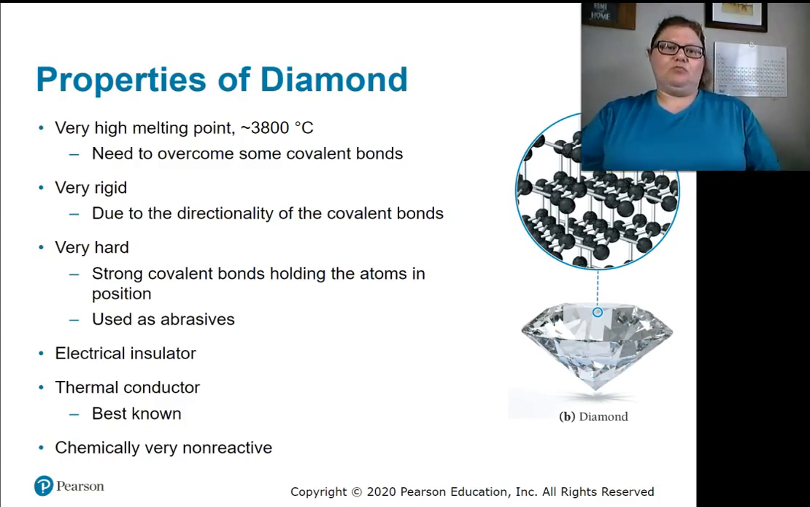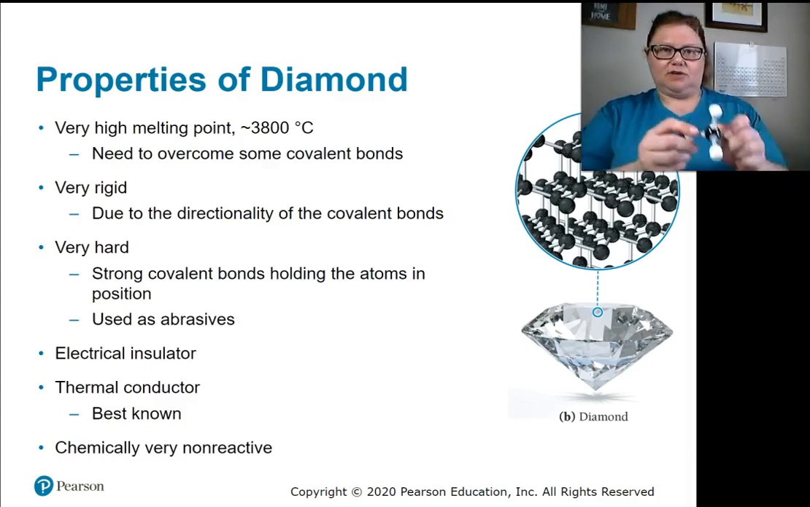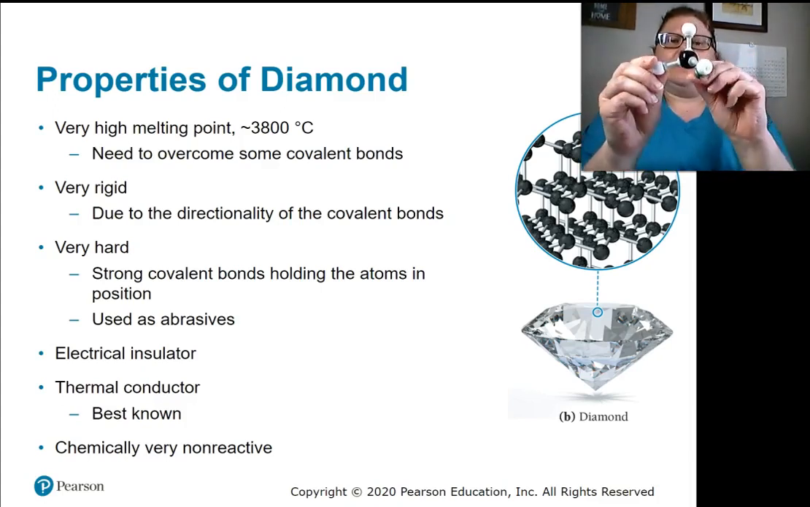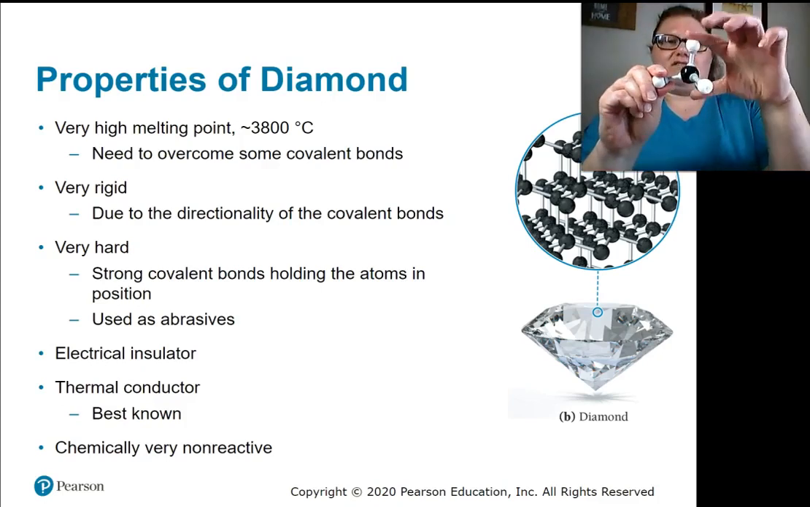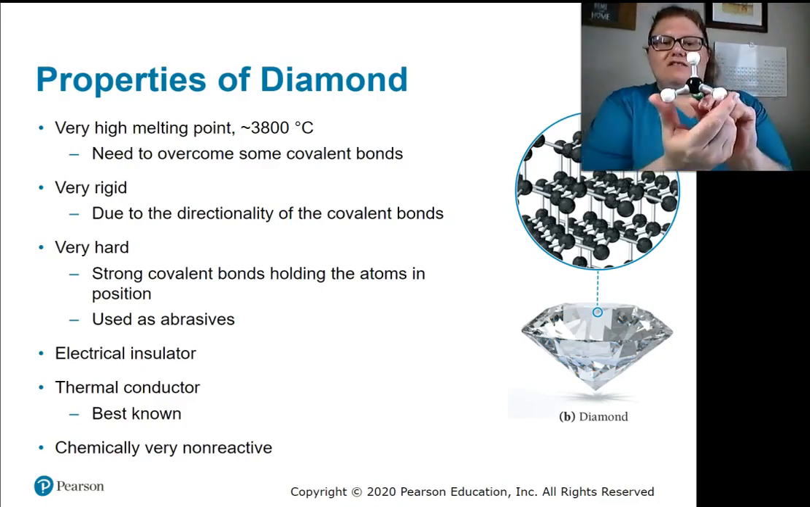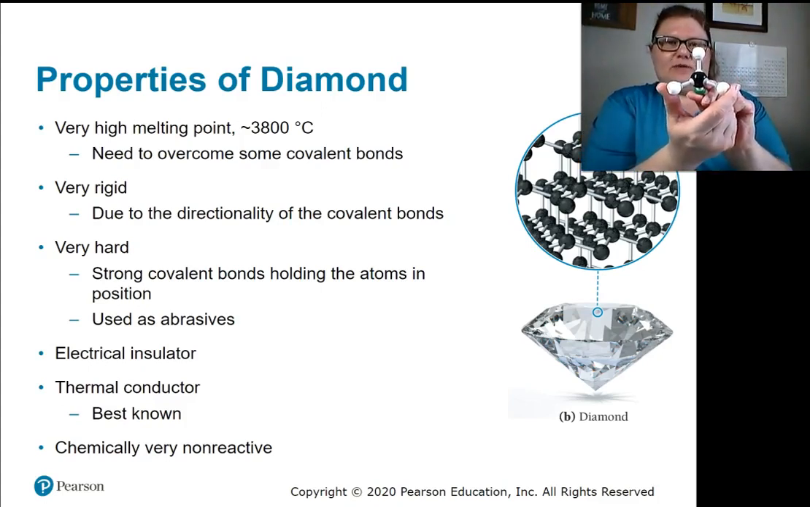Very high melting point here as well. We have almost 4,000 degrees centigrade here. They're very rigid because of the directionality, meaning the bond angles. This is a very rigid looking structure, and because of these bond angles, it's hard to compress. If we were to compress, like these two hydrogen atoms, what's going to happen?